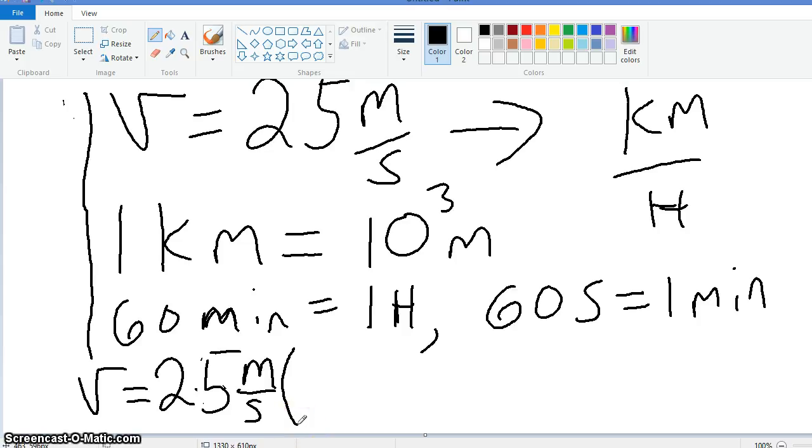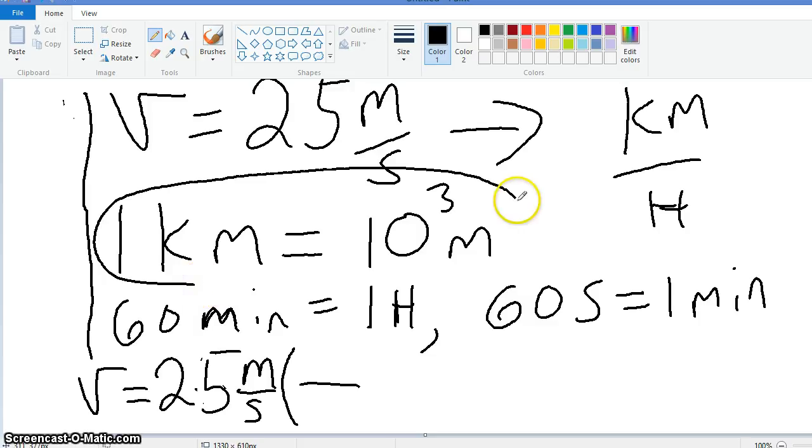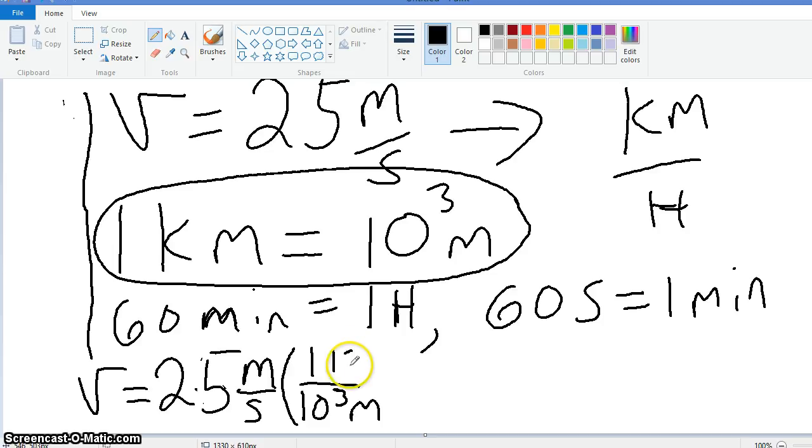And we set up our conversion factors. I'm going to start with the units of meters. So since we're going to cancel meters, we're going to use this factor. And so I'm going to put 10 to the third, or 1,000, of course, it's the same thing, meters is 1 kilometer. Okay, and so the meters cancel nicely. And so now we have kilometers per second. But we don't want kilometers per second, we want kilometers per hour.